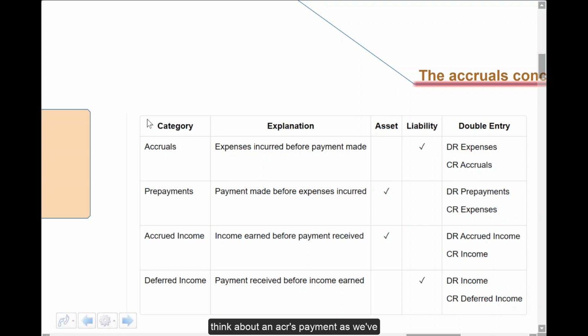Now, in terms of the double entry, really, the double entry is not overly complicated, to be honest. If we think about an accruals payment, as we've said, this is expenses incurred before payments made, or perhaps we receive an invoice. So technically, that's a liability. So what do we need to do? Well, we certainly need to create the expense, debit expenses to increase them. We'll recall from our double entry rule. And credit accruals, which is a liability account. So remember, this hasn't been invoiced, it hasn't been paid, but we need to include this expense in our account. It might be electricity, rates, etc. So there it is. The expense has been increased, the liability has been increased. We're good to go.